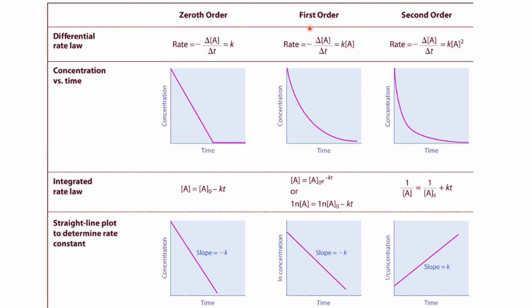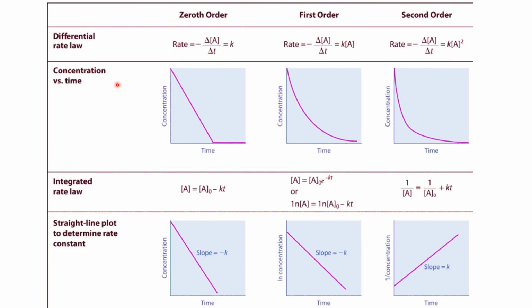And for the first order, it will again be rate is equal to minus delta A over delta T is equal to k multiplied by the concentration of A raised to the power 1. Why 1? Because it's a first order reaction. And for the second order, it will be written as rate is equal to minus delta A over delta T is equal to k, that is again the rate constant, times the concentration of A squared. Now the square tells you that this reaction is second order with respect to A.